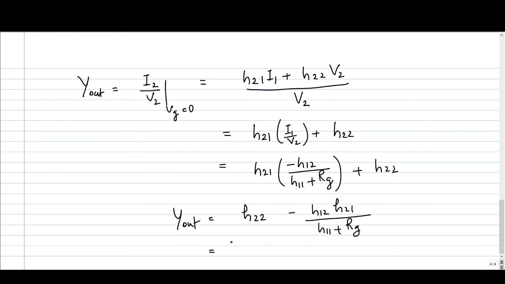Now you can use the other notation also. Instead of H22 I can write HO, minus H12 is HR, H21 is HF, and this is HI plus Rg. So that is the expression for output admittance. So these 4 equations are important: equations for input impedance, current gain, voltage gain, and output admittance. Using this you can solve numerical problems. Okay, we'll continue in the next class. Thank you.